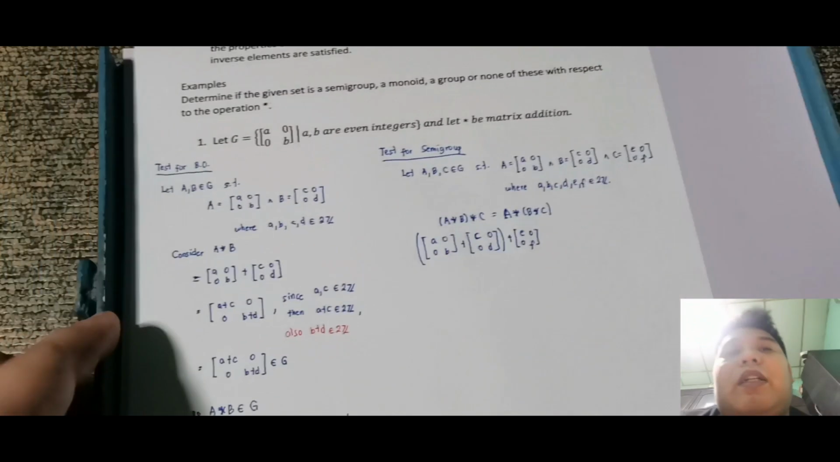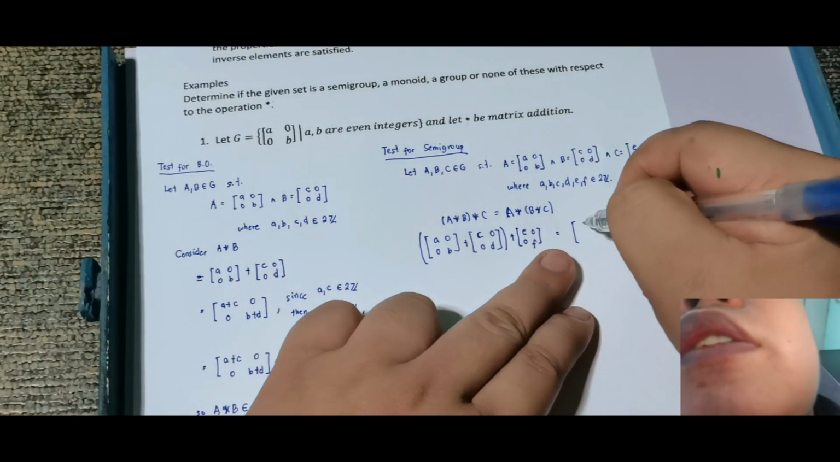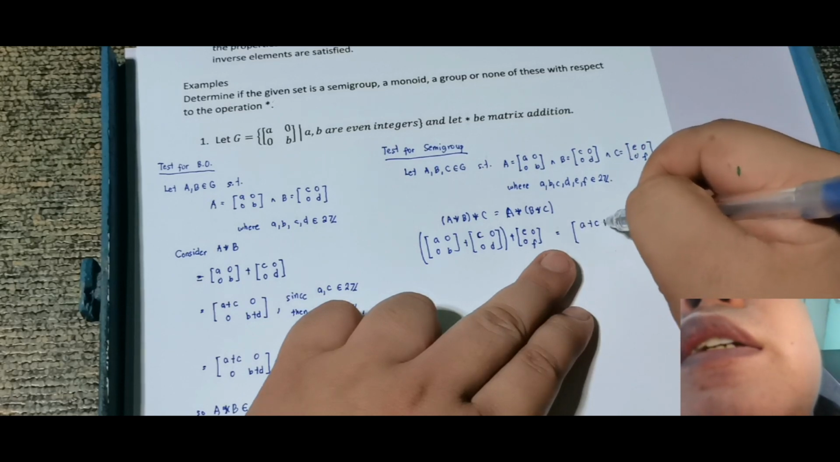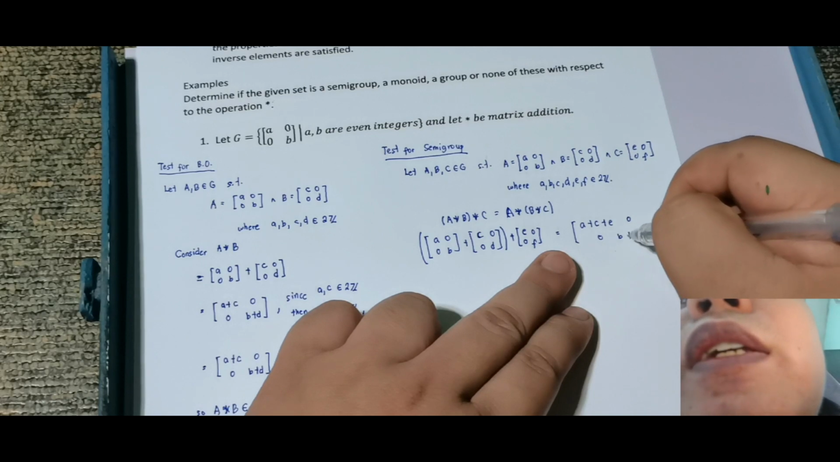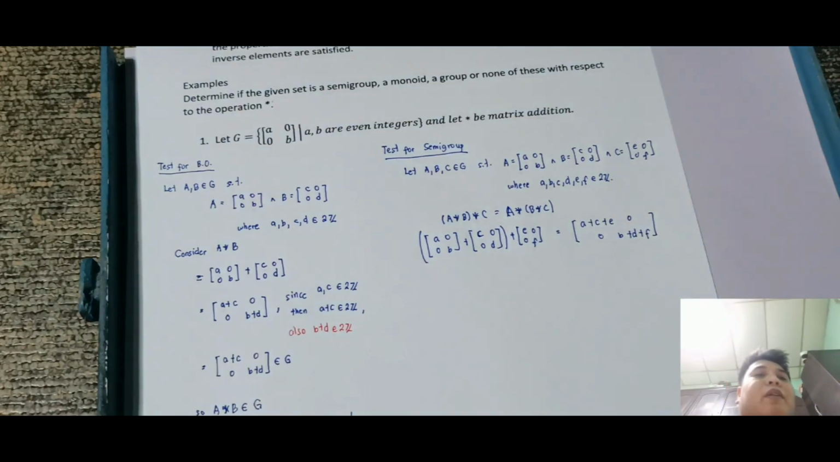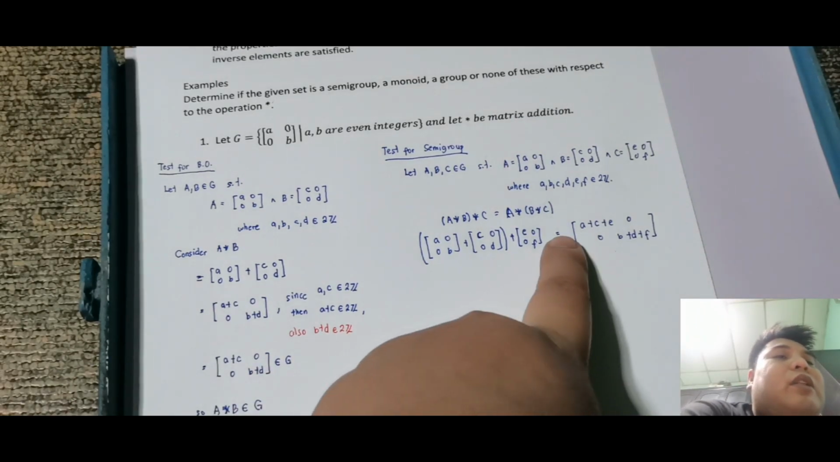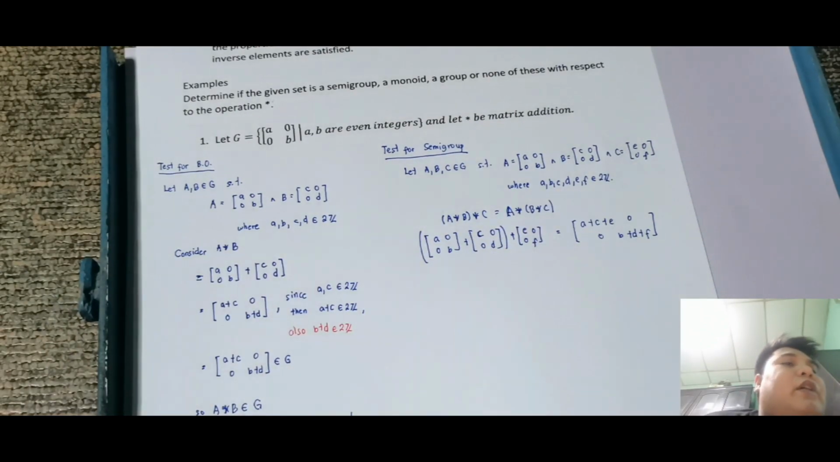Okay, kumbaga magiging result lang dito is ganito. So in totality ang result lang is [A plus C plus E, 0; 0, B plus D plus F]. Kumbaga i-add ko yan, remove ko yung grouping symbol. And note that A plus C plus E and B plus D plus F is also even integers pa rin, kasi lahat yan ay even entries or even integers.